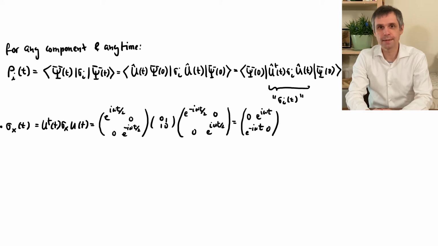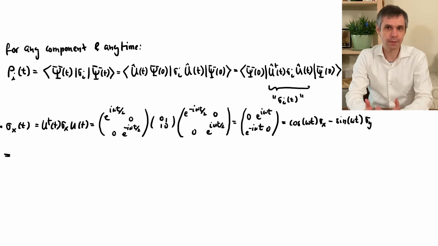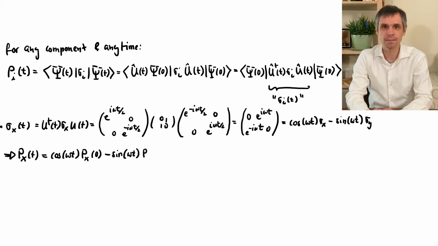Using the Euler identity, this expression can be written as a sum of the Pauli x and y matrices. And when we reinsert this into the expectation value, we find the modified x component of the polarization vector. Here, omega appears in a very natural way, already suggesting its interpretation as the angular frequency of the rotation. And this is indeed confirmed when we look at the other two components.